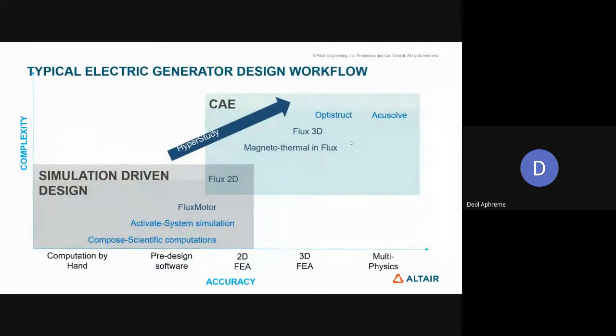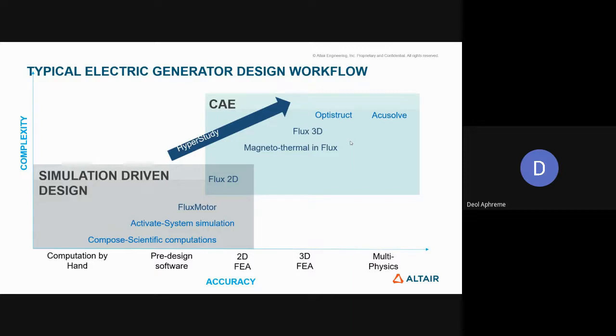So this is a typical generator design workflow. You'll start off with Compose, which is another tool within Altair. It works on OML, or Open Matrix Language, where you're doing some scientific computations, and then you will do a system level simulation to understand what sort of torque input you can visualize. Usually mechanical torques, like I said, which are being applied to generators, are not constant or uniform. So you can simulate that in Activate, which is the Simulink equivalent, or a 1D simulator.